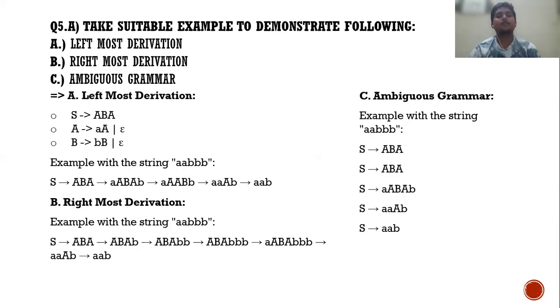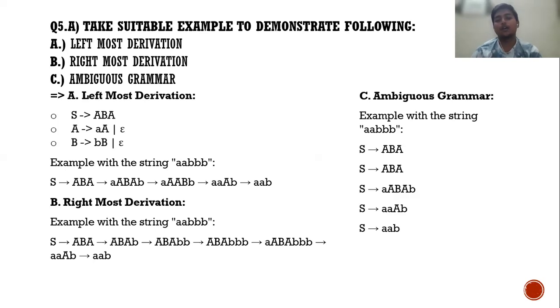Here's the next question, which has a part A, which states: take a suitable example to demonstrate the following. For the first, we have leftmost derivation. In the leftmost derivation in the tree, we first consider the leftmost side of the derivation to be written first. Here's the example. You can pause the video and read it thoroughly. For rightmost derivation in the derivation tree, we first consider the right side of the tree to be written first. You can pause the video and read its example too.